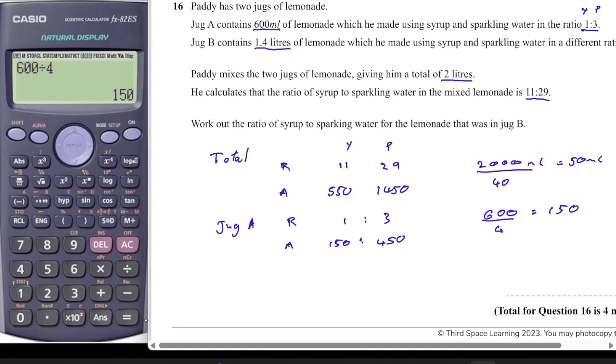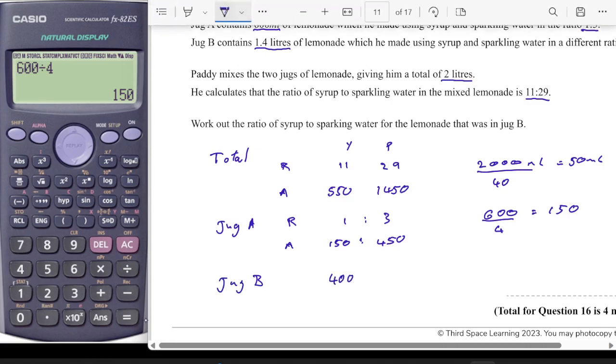Okay, so jug B must be, this one take away this one is going to be 400. So just to make that a little bit clearer: this value minus this value is 400, and then this value minus this value is 1000.